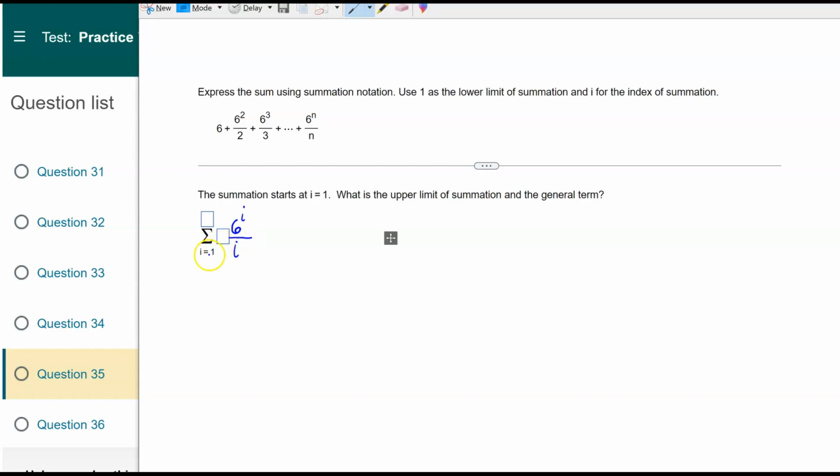i starts at 1. So when i is equal to 1, you have 6 to the first power over 1, that's just 6. And then when i is equal to 2, 6 to the second power over 2. Then it will end at i equals n. So the upper limit of summation is n. So you get 6 to the n over n. So this is the summation notation for the expression given here.